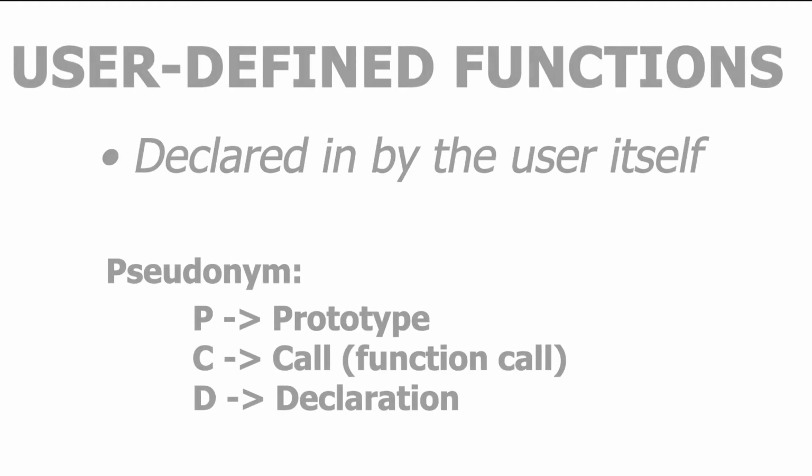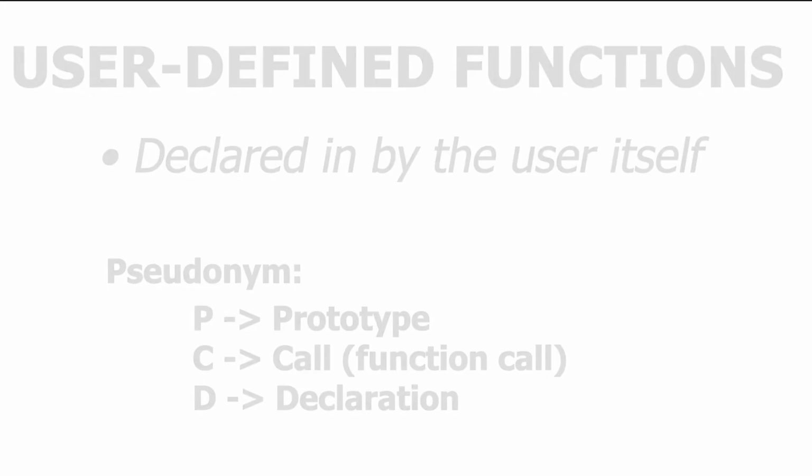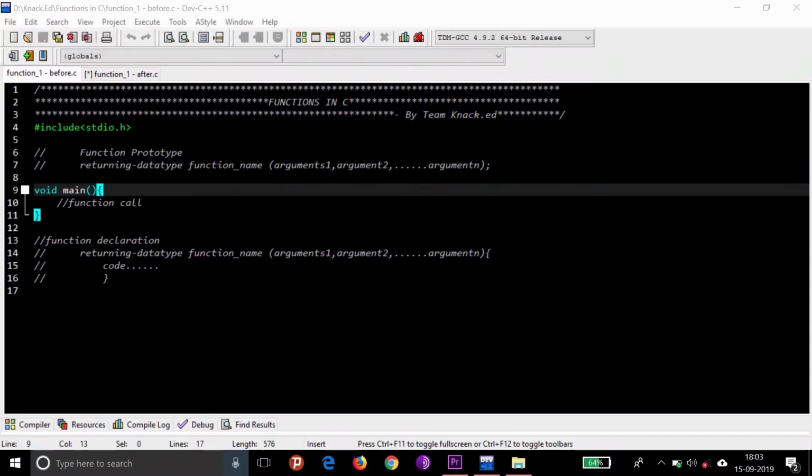The second type of functions is user-defined functions, which is going to be the topic we are going to discuss today. Any user-defined function has three parts to it, which can be better understood by PCD. P is for prototype, C is for call, and D is for declaration. If the function is declared before the main, then the prototype can be ignored. Enough of theory now. Hop onto your favorite IDE and let's start coding.